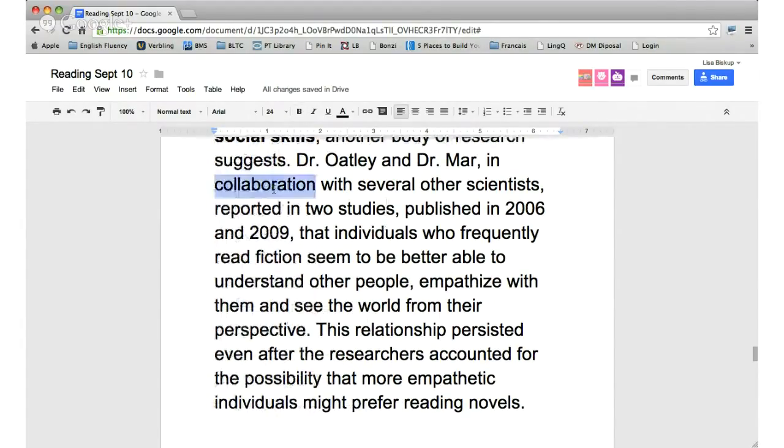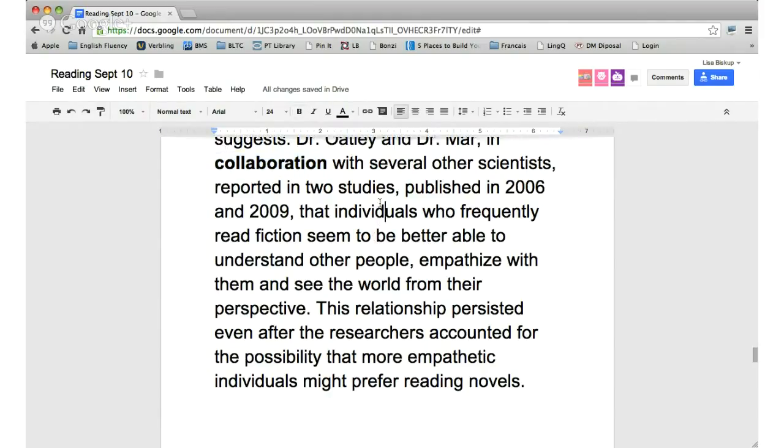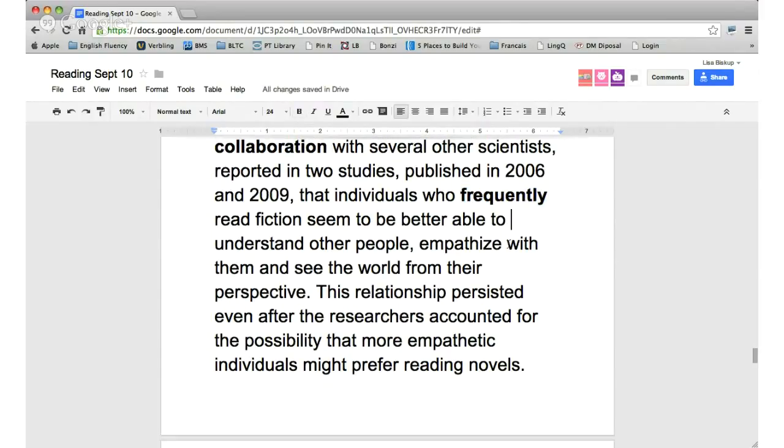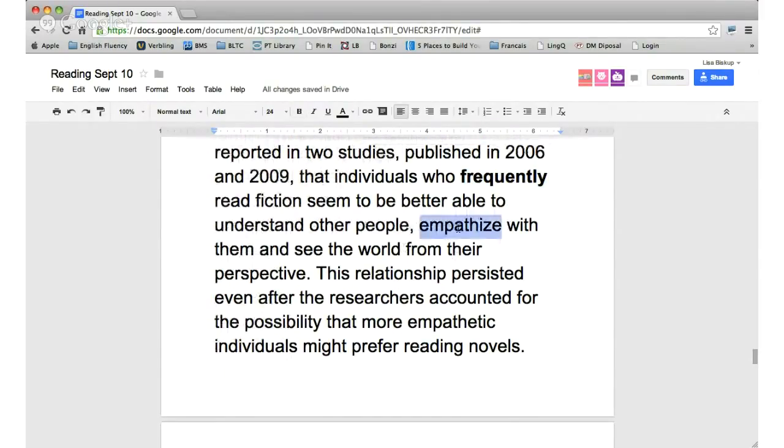So collaboration, that word right there, collaboration. Several scientists worked together. When you collaborate with somebody, it means you work together with them. And so they found out that people, individuals, who frequently, that means often, like a lot, read fiction, they're better. They can understand people. They can empathize.